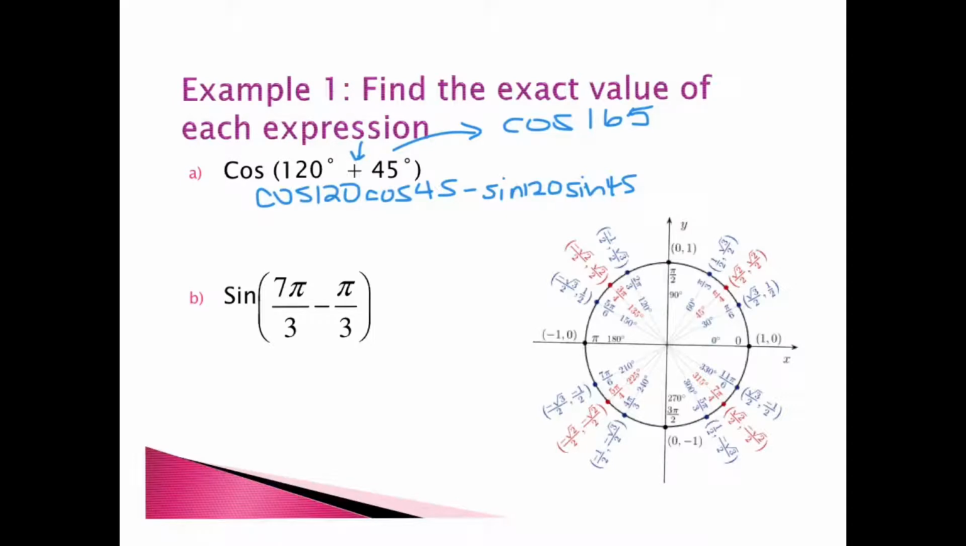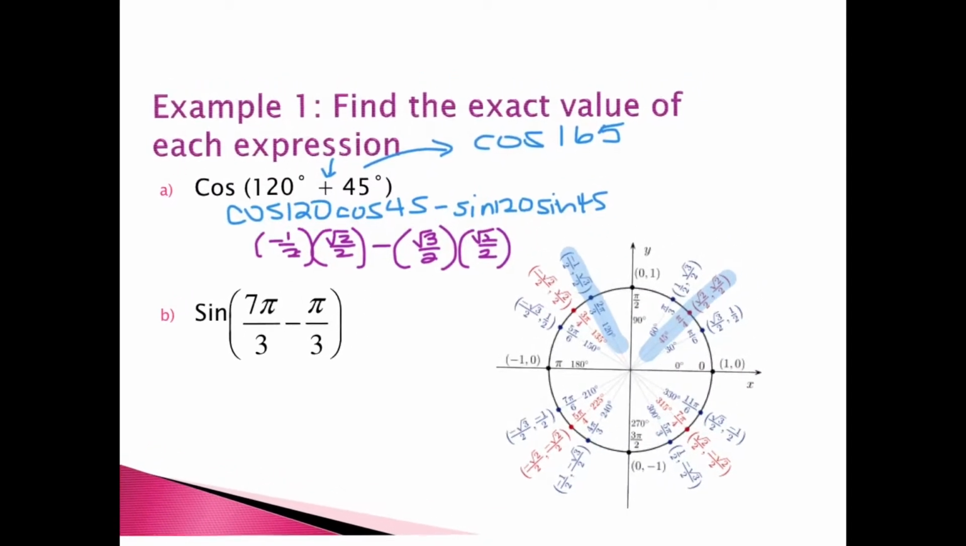Hopefully we know the 45 one. That should be easy. But at 120, our cosine is negative 1/2. So in place of cosine 120, I write negative 1/2. Our cosine at 45 is root 2 over 2. Minus the sine of 120, which is root 3 over 2. Times the sine of 45, which is root 2 over 2.